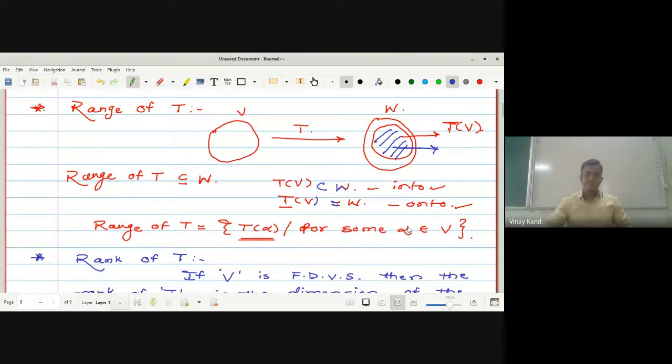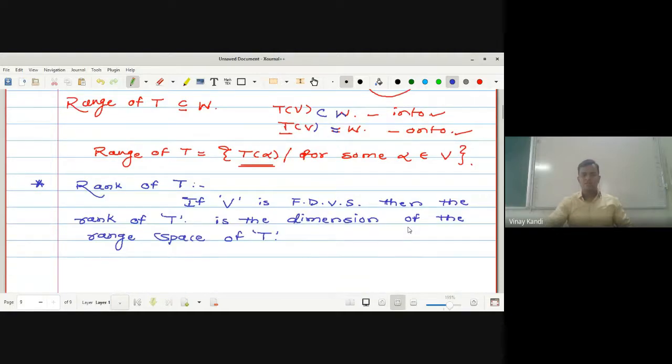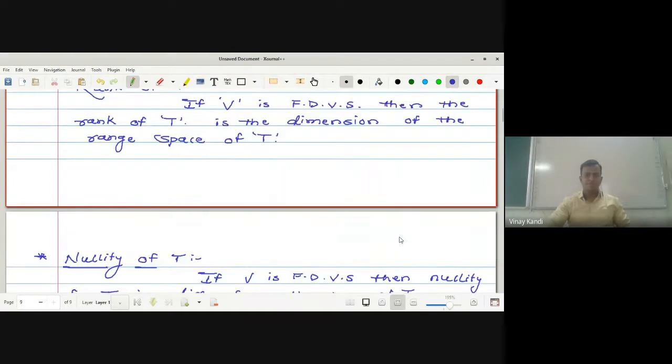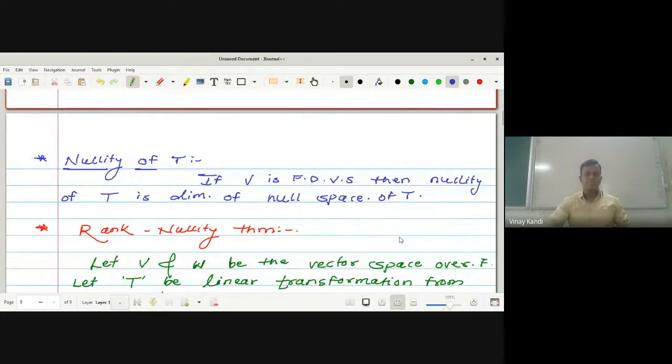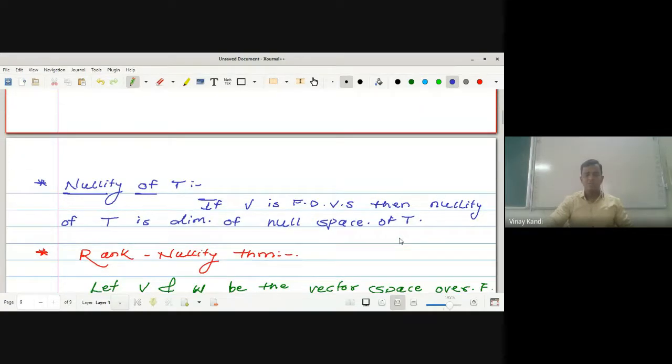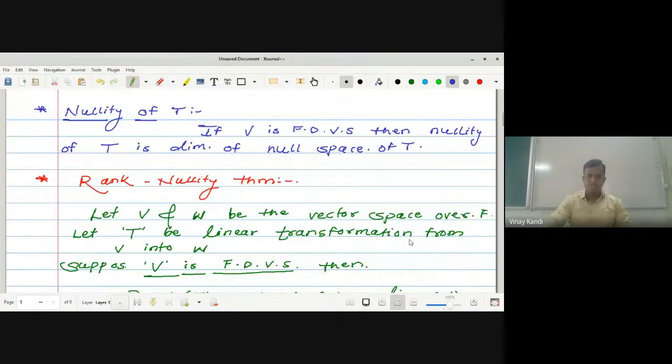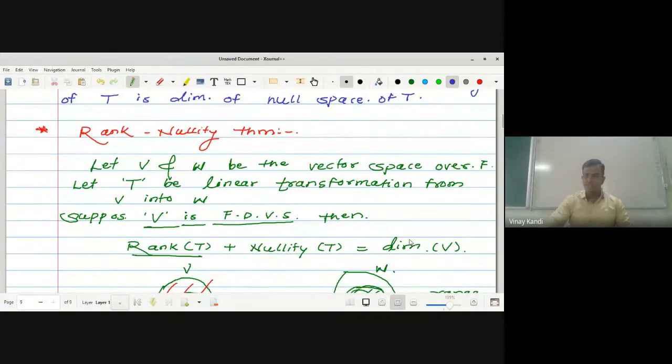What is the range of T? The range of T itself forms a subspace of the codomain, and the dimension of that subspace is the rank of T. What is the nullity of T? Nullity of T is the dimension of the null space of T. The rank-nullity theorem: rank of T plus nullity of T is equal to the dimension of the domain.